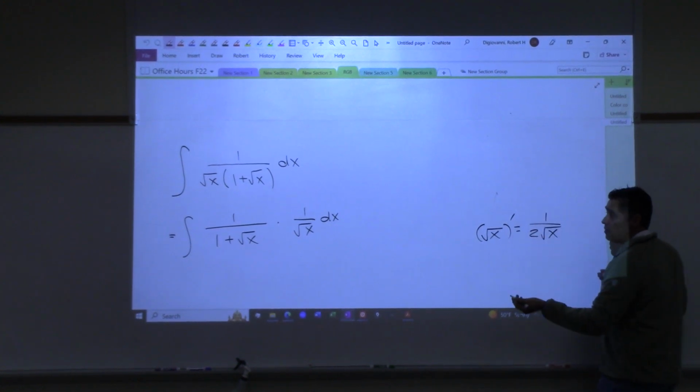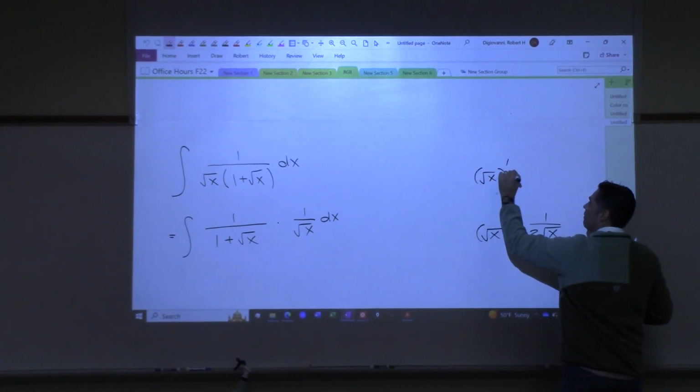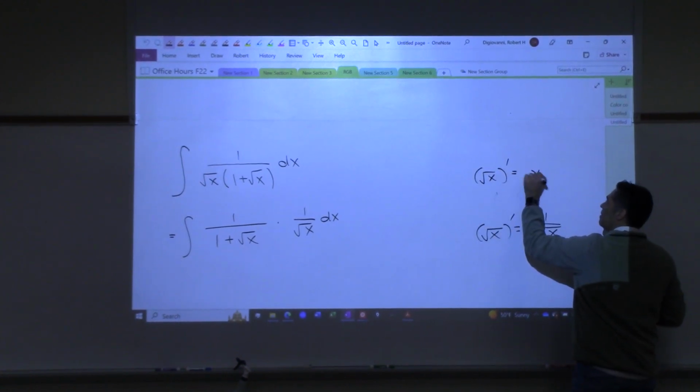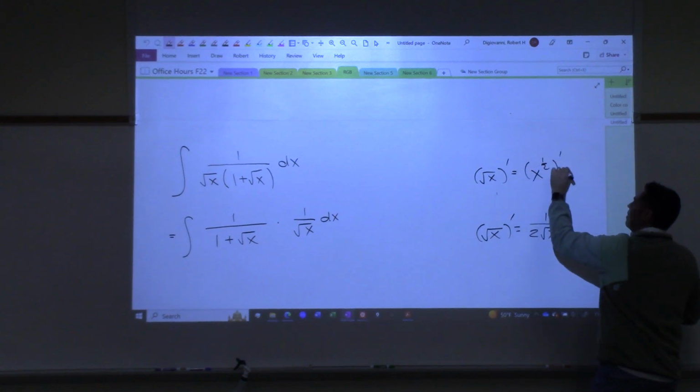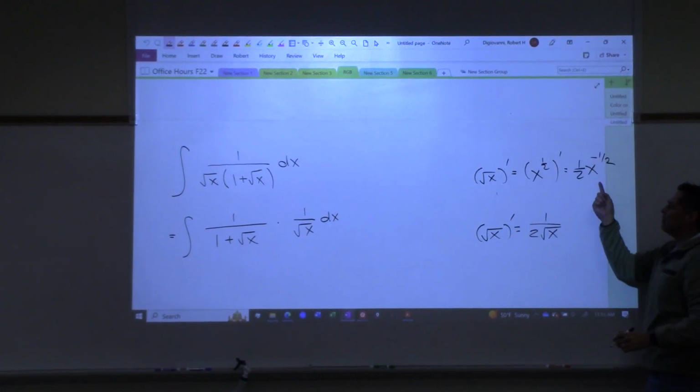Now I know a lot of you in Cal 1 learned to do this: you write it as x to the half, and then you learn that the derivative is 1/2 x to the negative 1/2, right? How many of you learned that way? Okay?